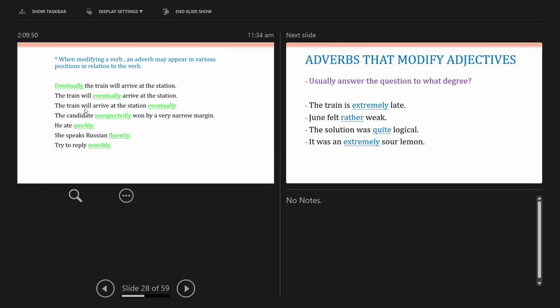Okay, so in these cases, like the word quickly, fluently, and sensibly, they should be just used at the end. He ate quickly. How did he eat quickly? She speaks Russian fluently. How does she speak Russian? Fluently. Try, ano ba yung opposite ng fluent? Incompetently. Incompetently, I guess, right? She speaks Russian incompetently. Try to reply sensibly. Okay? There you go.